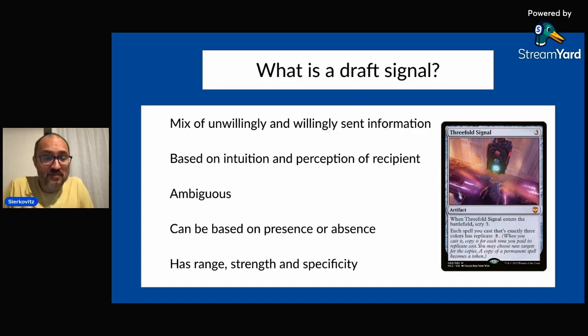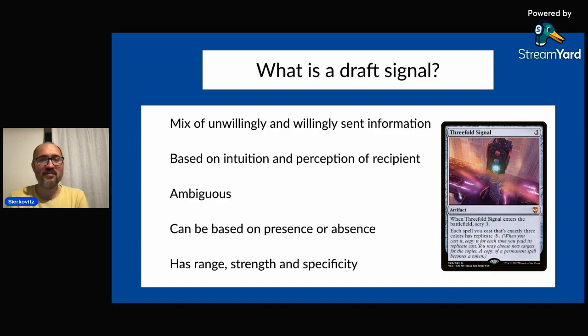Then there are other absence-based signals we're going to talk about in the seminar. And also, I think the last part, and that's a very important part, is that signals have range, strength, and specificity. I'm going to dedicate a bit of the presentation to talking about the range, strength, and specificity of the signals and what those things mean to me.